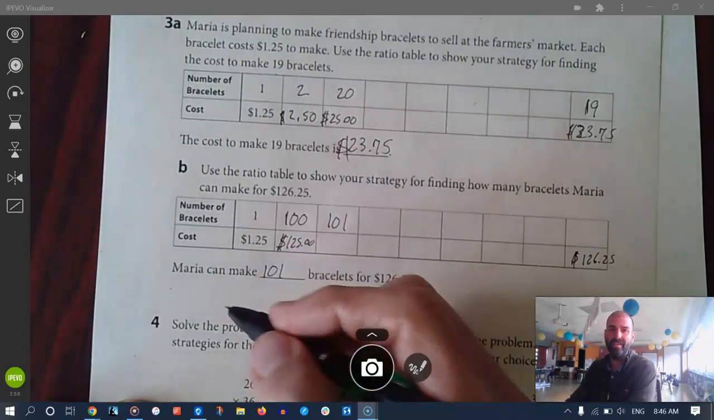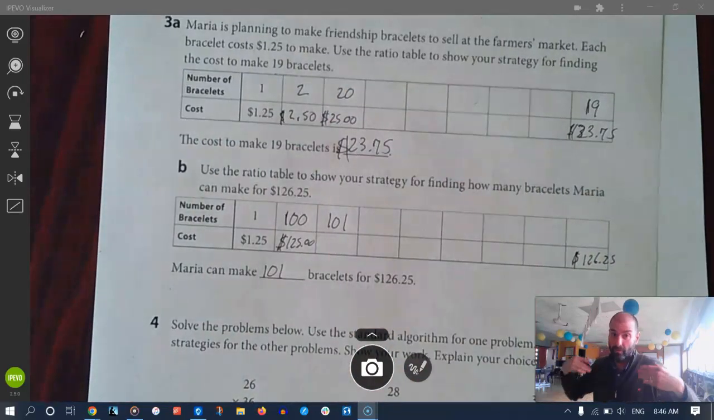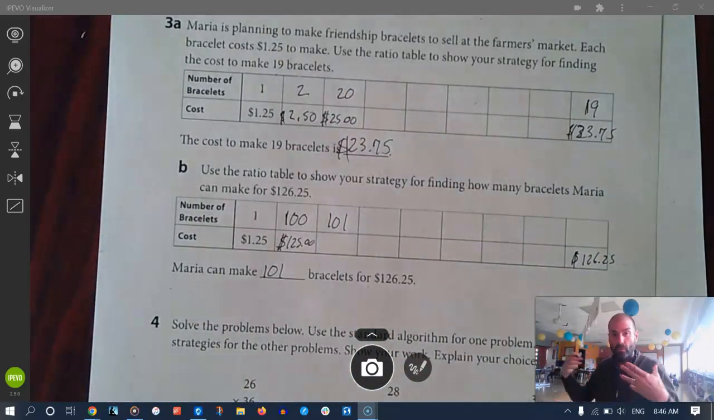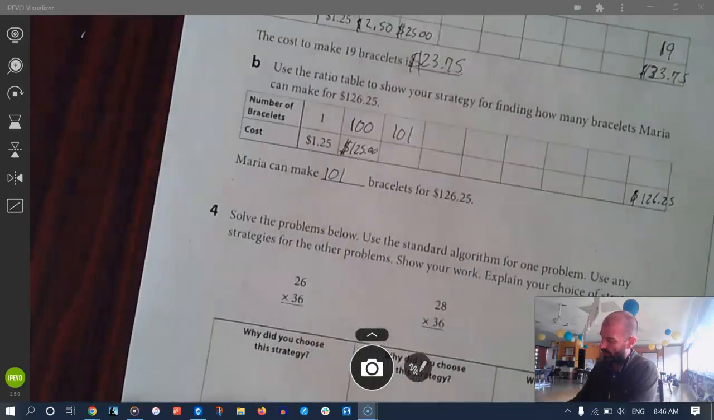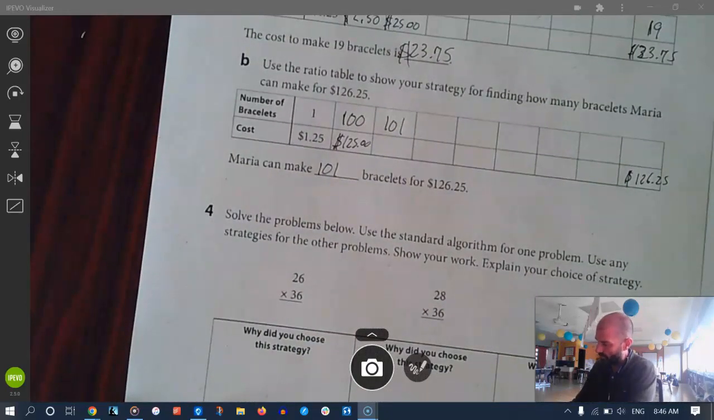So again, if you just double and then 10 and 20, you're just being a robot. Okay, we need to be better than robots. Solve the problems below. Use the standard algorithm for one. Use any strategies for the other problems. Show your work. Explain your choice.